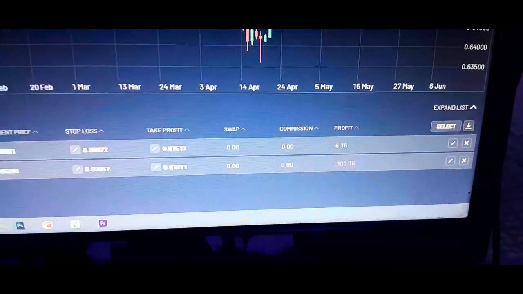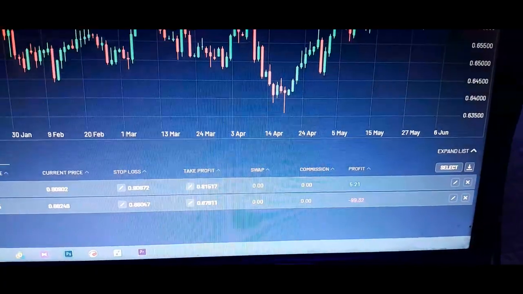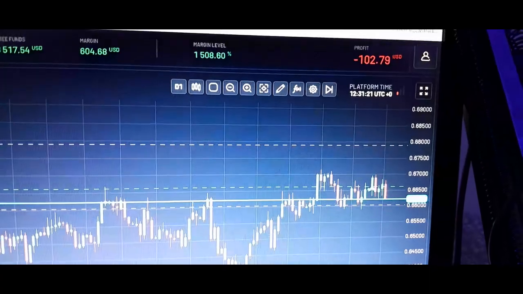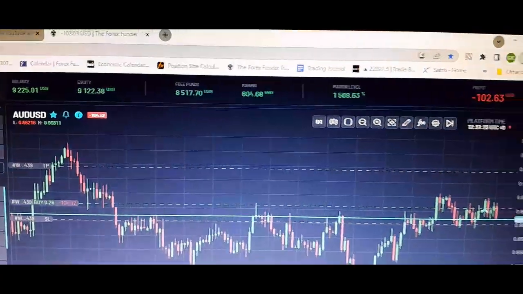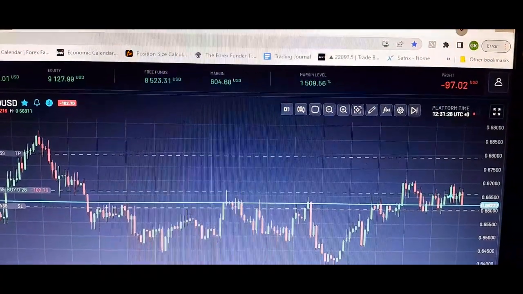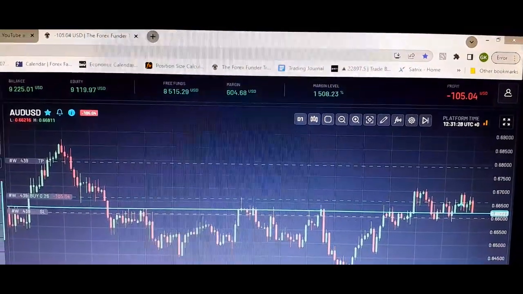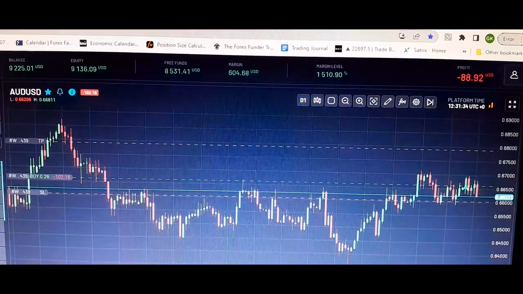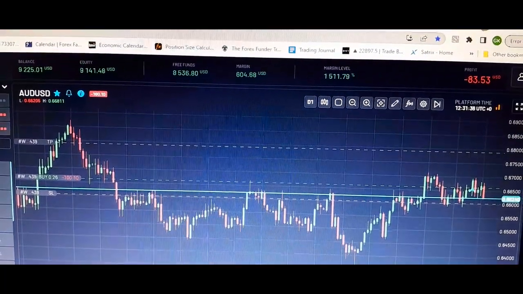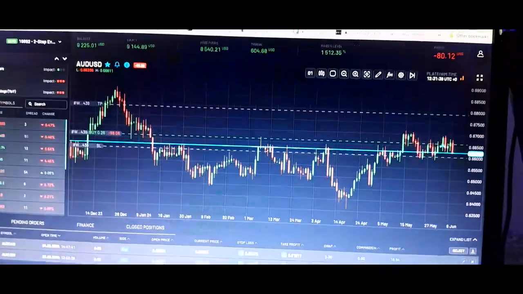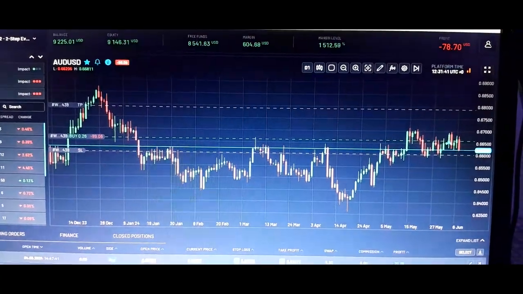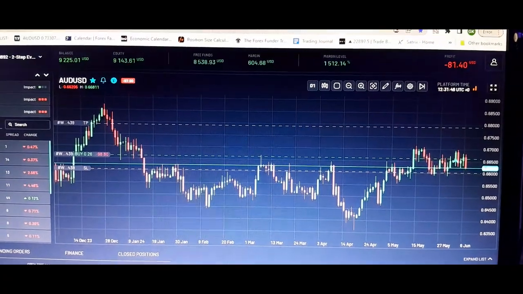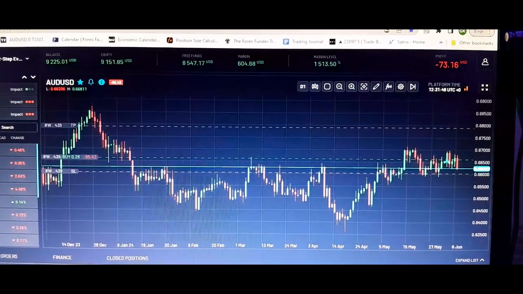You can see Aussie CAD is currently now $100 in drawdown. Damn, that was so fast. Let's see. Let's look at our equity as well. Let's see. NFP, don't do that to me now, man. Don't do that to me now. Let's go, guys. Let's go. See how it's going now.